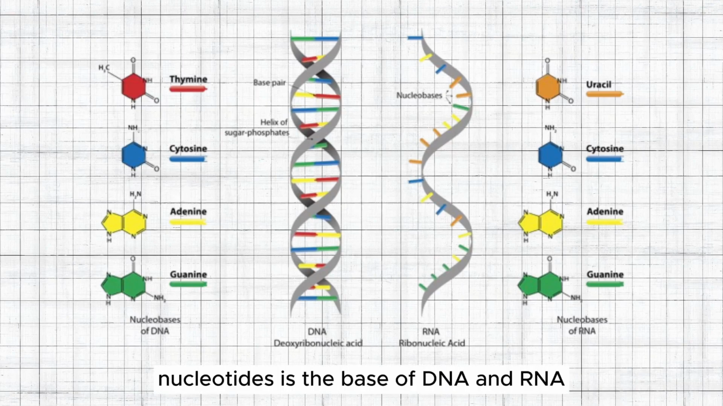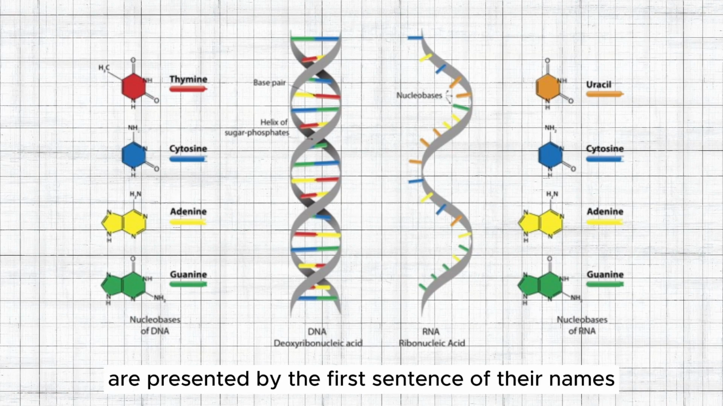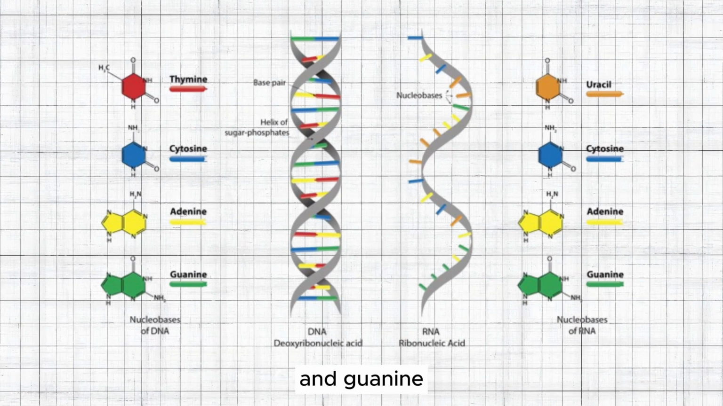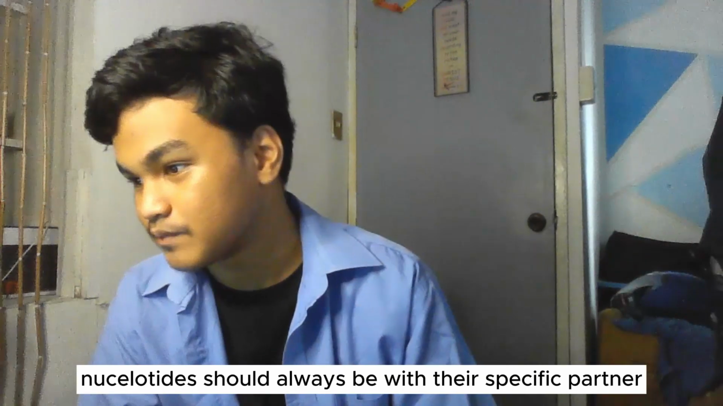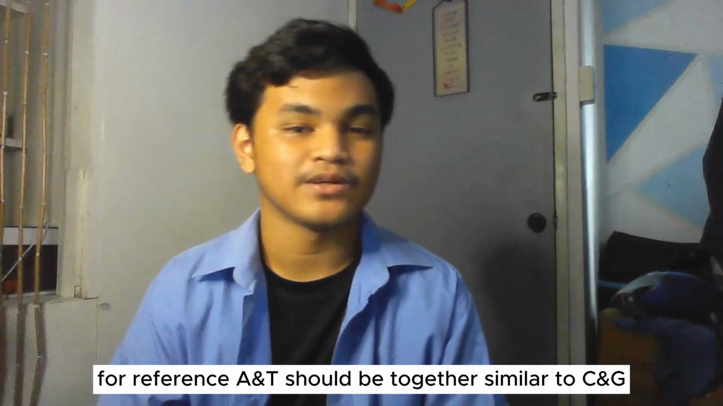Nucleotides are the base of DNA and RNA. There are 4 types of nucleotides, and they are represented by the first letters of their names. The 4 nucleotides are adenine, thymine, cytosine, and guanine. Nucleotides should always be with their specific partner. For reference, A and T should be together, similar to C and G.